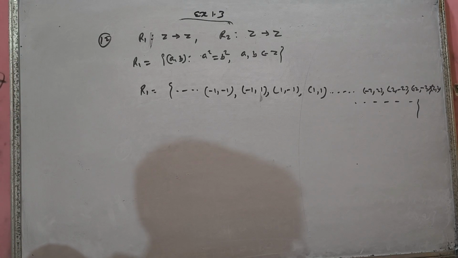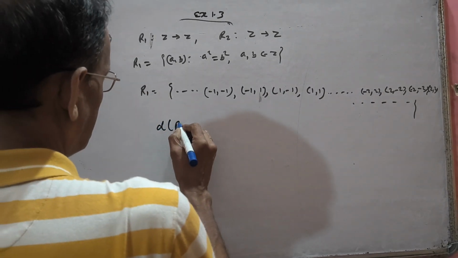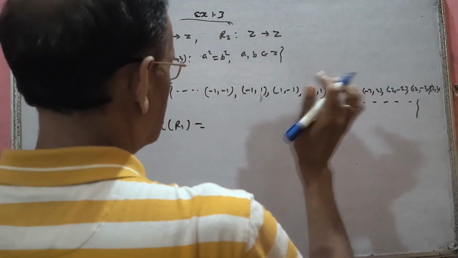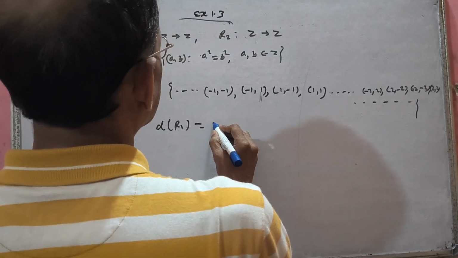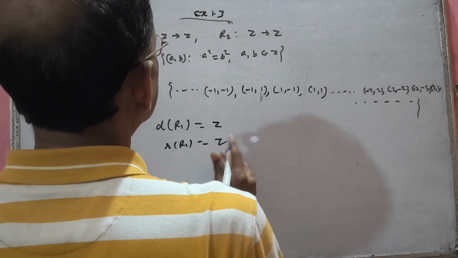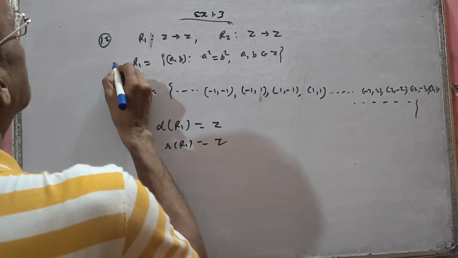Then what is R2 saying? Now for R1, we are also asking for the domain of R1. What is the domain of R1? -1, 1, -2, 2, all integers, 0 also we will get, it will be there. And the range of R1 will also be all integers. This is number 1.